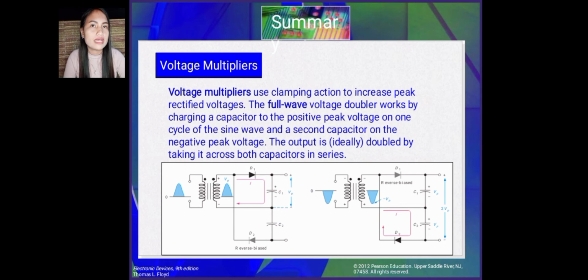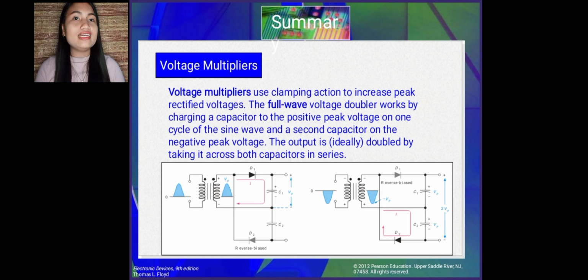Voltage multipliers. Voltage multipliers use clamping action to increase peak rectified voltages. The full wave voltage doubler works by charging a capacitor to the positive peak voltage on one cycle of the sine wave and a second capacitor to the negative peak voltage. The output is ideally doubled by taking it across both capacitors in series. The illustration shown below is a full wave doubler.